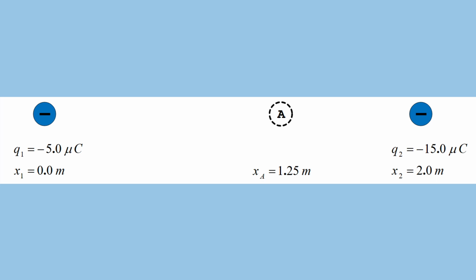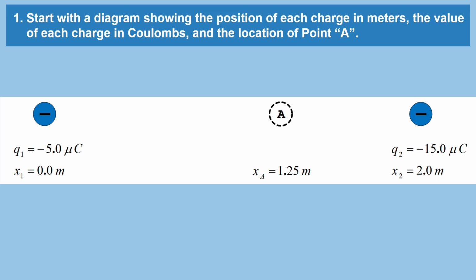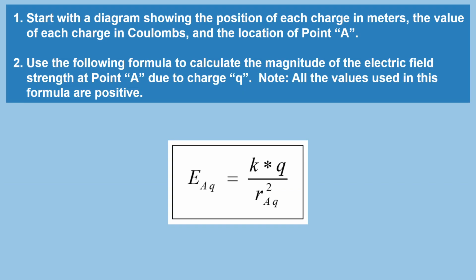When using the magnitude method for calculating electric fields, you just need to carry out the following steps. Step 1. Start with a diagram showing the position of each charge in meters, the value of each charge in coulombs, and the location of point A. Step 2. Use the following formula to calculate the magnitude of the electric field strength at point A due to charge Q. Note: all the values used in this formula are positive.